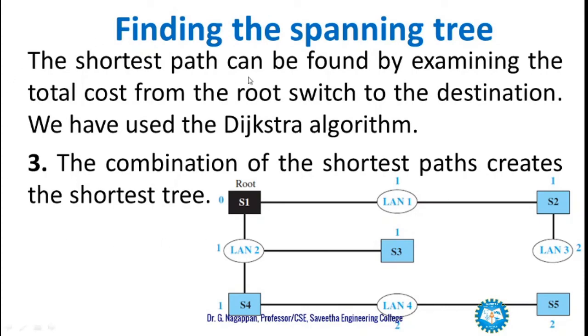The shortest path can be found by examining the total cost from the root switch to the destination. We have combined the shortest paths created to get the shortest tree. So the shortest path can be found by examining the total cost from the root switch to the destination. We have used Dijkstra's algorithm for doing that.